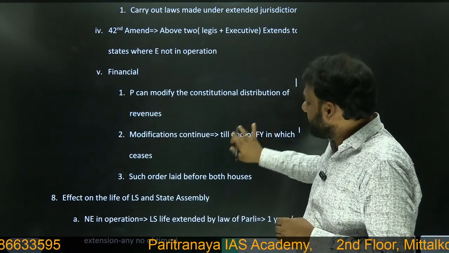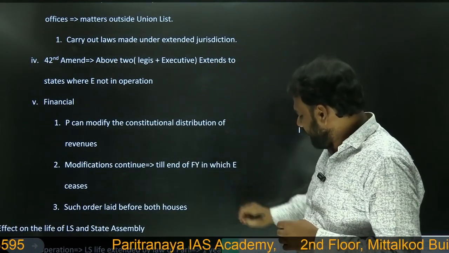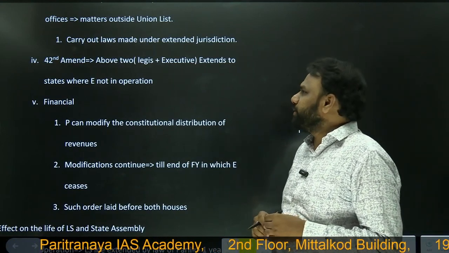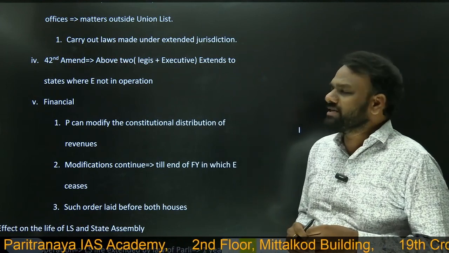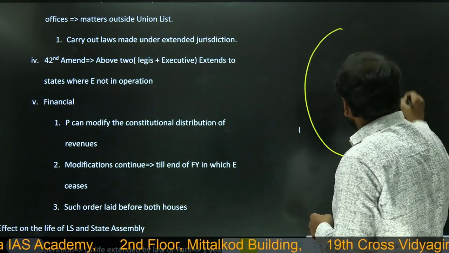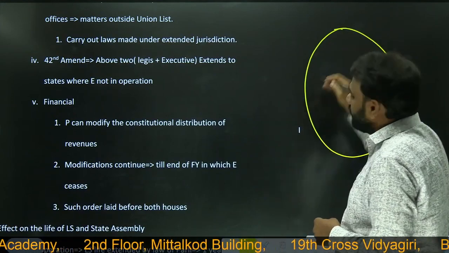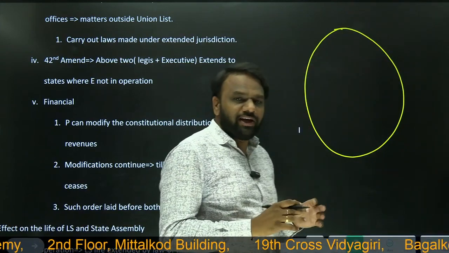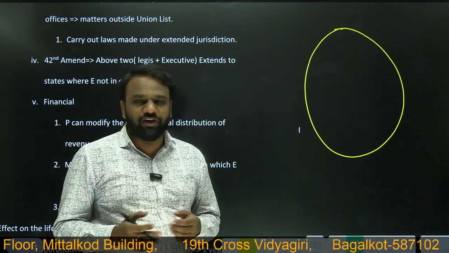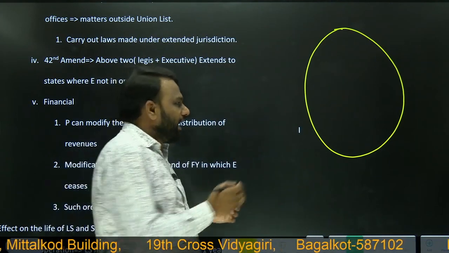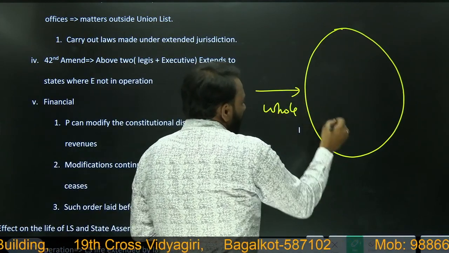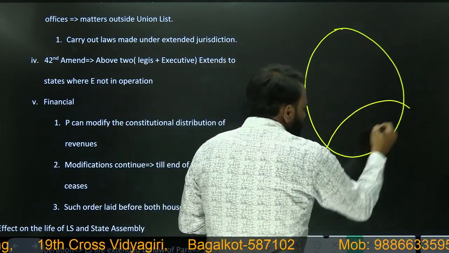So this is also important. What is it? The 42nd amendment says that the above two provisions, that is legislative and executive, extend to states where emergency is not in operation. We have already seen that a national emergency can apply to the whole of India, or it can also be made to apply to some part of India.